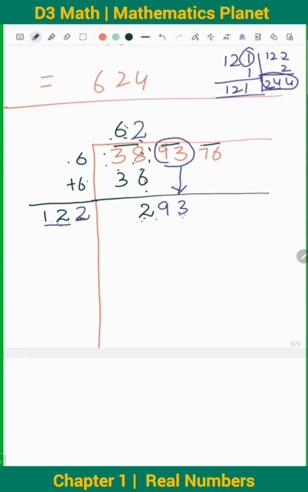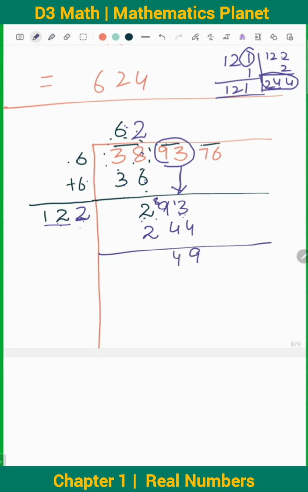और 122 टाइम्स 2 हमारे पास जो आंसर आएगा वो क्या होगा? 244. स्टूडेंट्स आपको समझ आई इसकी? फिर हम इसको सब्ट्रैक्ट कर देंगे. तो 9 आ जाएगा. 8 माइनस 4, 4 हो जाएगा.